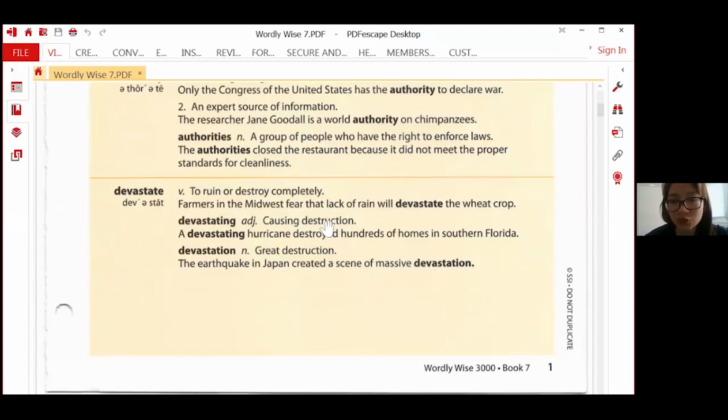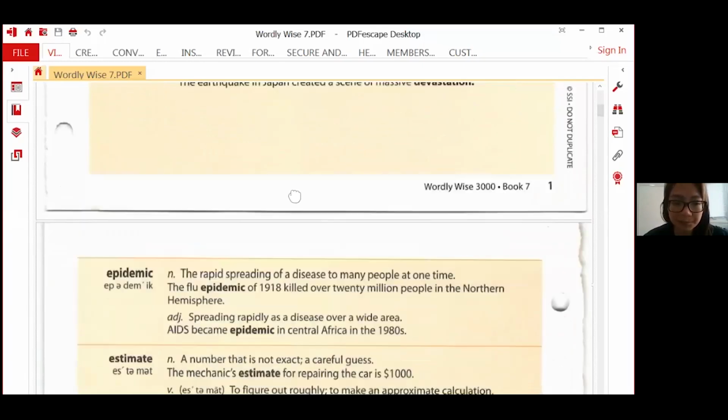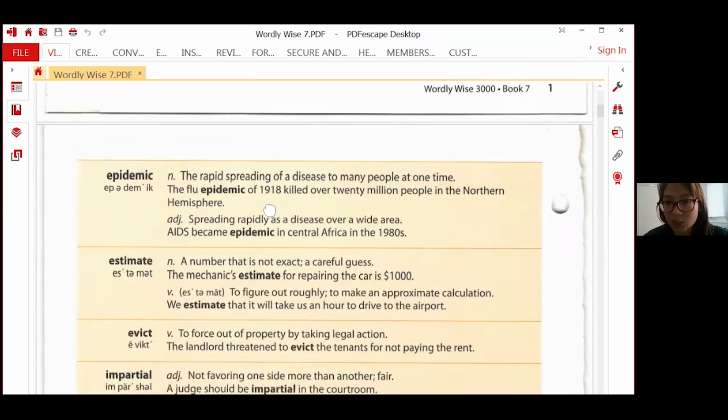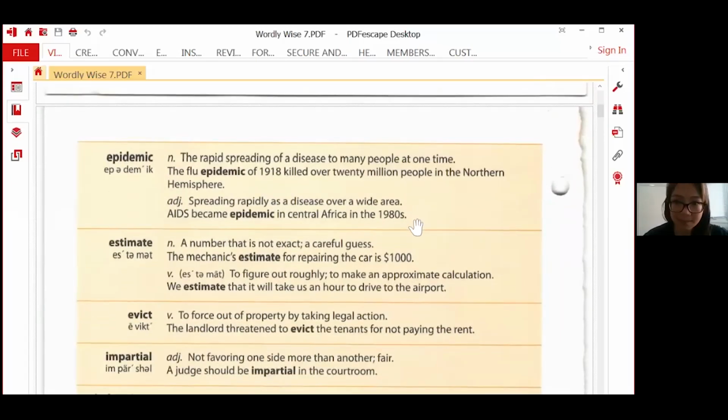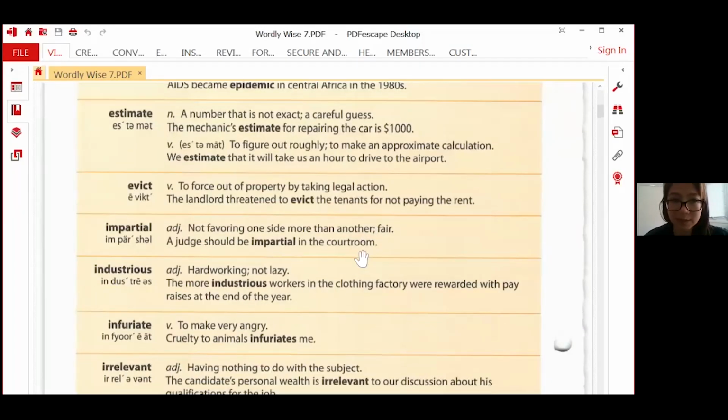Devastate is to ruin or destroy completely. These are basically words where you know the meaning of devastate, but when you ask for a definition from someone, you don't know it, right? So what's an epidemic? The rapid spreading of a disease to many people at one time. We are in a pandemic. We know what an epidemic is, but when you ask for a definition, you don't know the meaning. Estimate, we know the meaning of estimate. It is a guess.